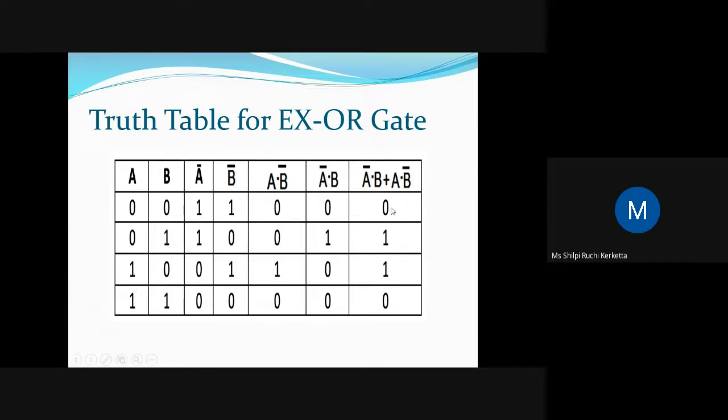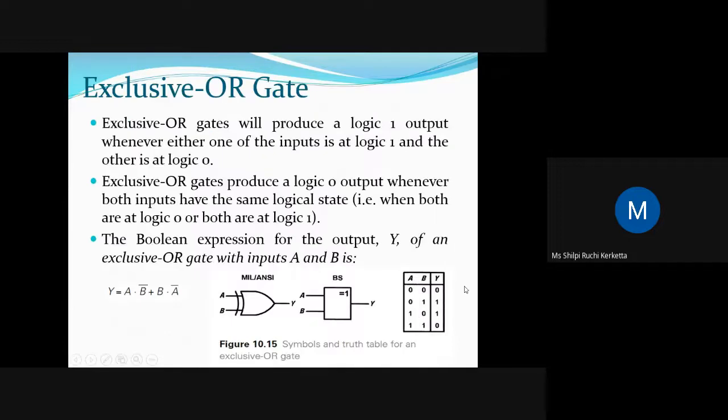How can we write this truth table? Like we are writing for the AND gate and OR gate. Yes, ma'am, you're asking the Boolean equation. No, the definition. Seeing the truth table, like we say for the AND gate, it will only produce a 1 if all the inputs are 1. So how will we write the definition of the XOR gate seeing this truth table? It gives 0 when the inputs are the same.